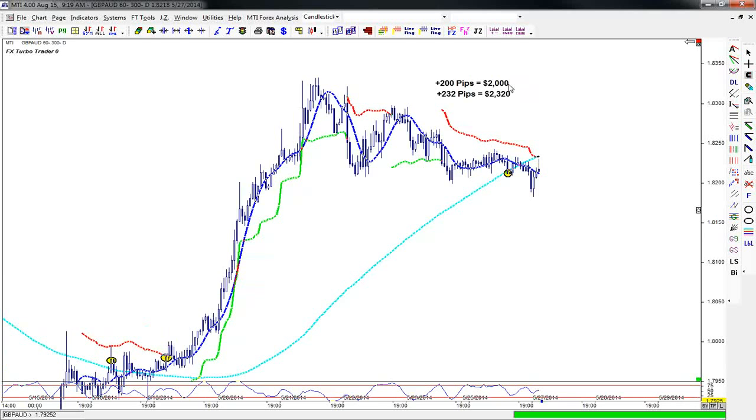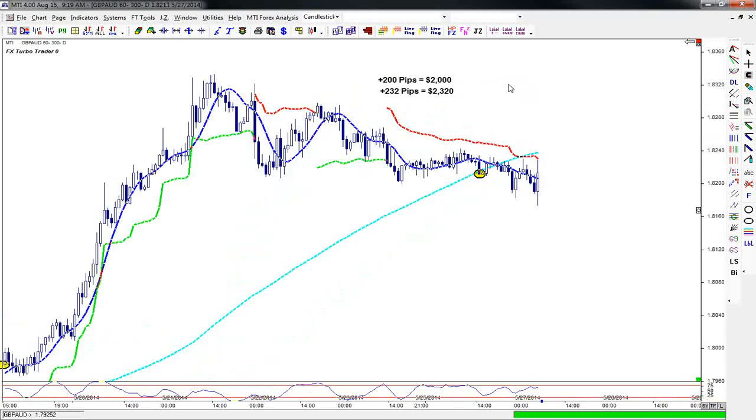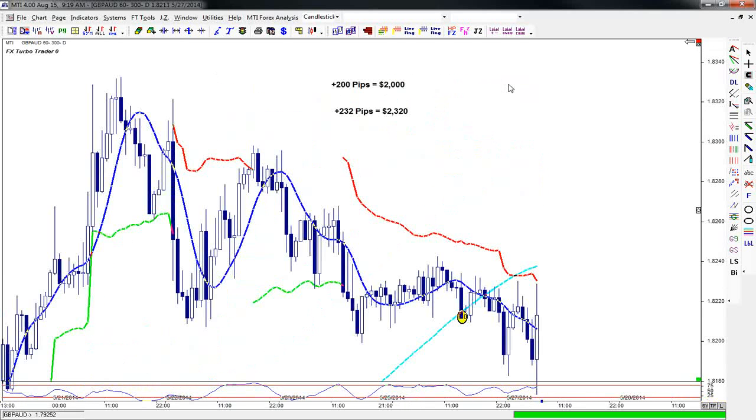We're looking for our next opportunity. Based on what you see, how many of y'all can tell me what you would do right now, based on what the market is doing? We have a nice cross below the teal blue line, just what we want. And a lot of you, the majority, are saying sell.